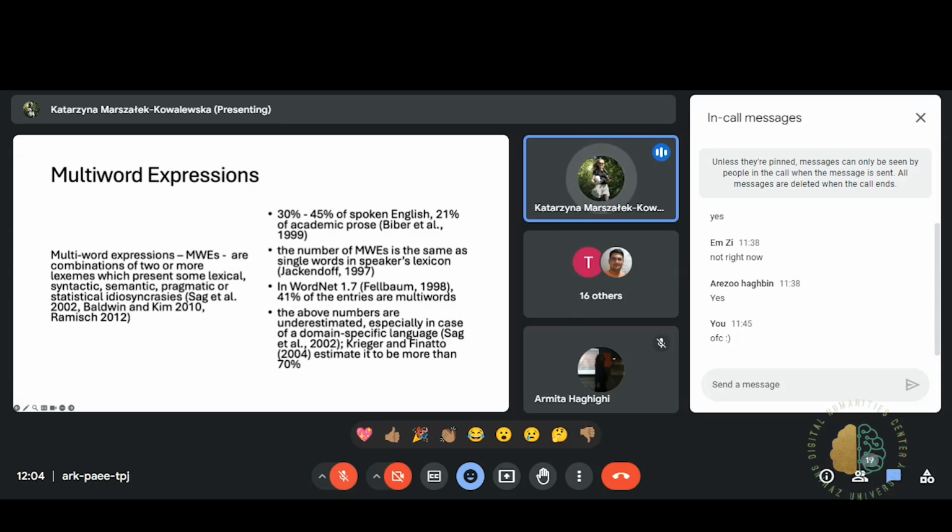Yet, if we consider domain-specific lexicons, this number seems to be really an underestimation. And indeed, the research conducted by, for instance, Ramesh suggests that the ratio of multi-word expressions in language can vary between 50 and 80% in a corpus of scientific biomedical abstracts. And the research by Krieger and Finatto estimates that they can constitute up to 70% of the specialized lexicon. So as you can see, multi-word expressions are really, really frequent in language.